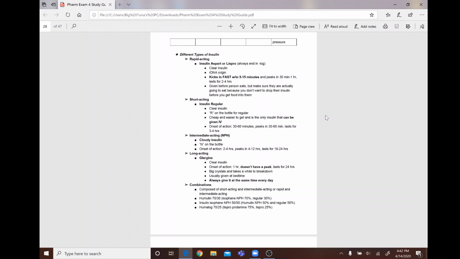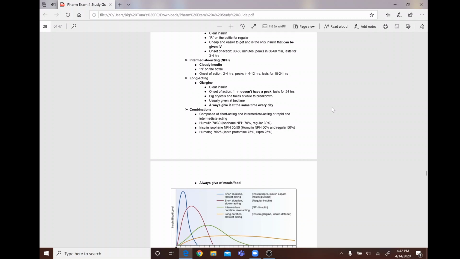Is this clear or cloudy? Cloudy. If we look at a bottle of insulin, how do we know it's intermediate-acting insulin? It's an N on the bottle. How long does it take to kick in? 2 to 4 hours. How long does it take to get to the peak time? 4 to 12 hours. How long does it last? 18 to 24 hours.